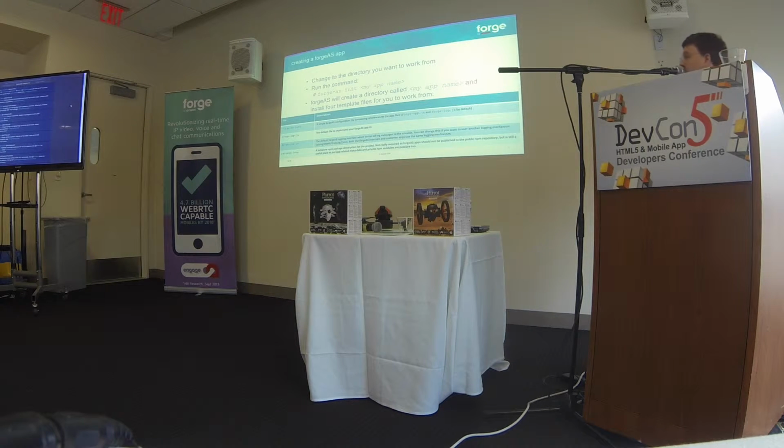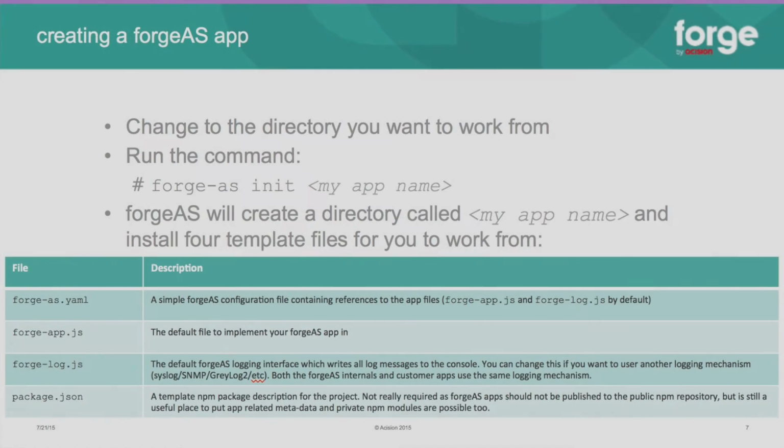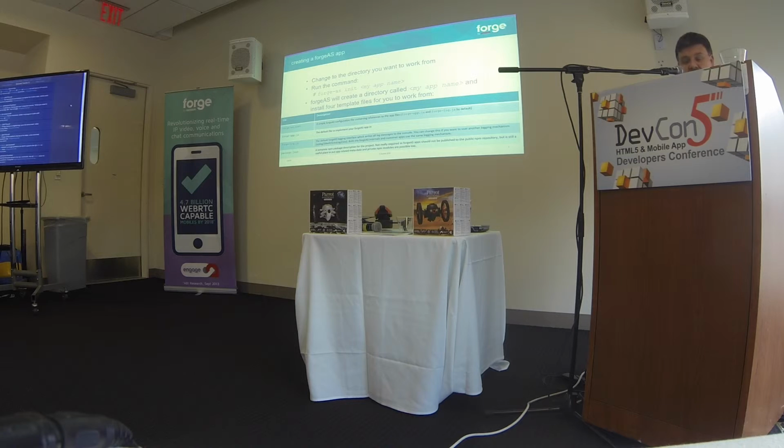We've automated the creating of the app. So once you've installed forgeAS globally, you can just type forgeAS init and the name of an app, and it will create a directory, and it will deploy into that directory under the node modules directory the forgeAS code and all of its dependencies. And it will also create 4 skeleton files for you to work with. forgeAS YAML, which is a basic configuration file. Most of the time you'll never need to change it.